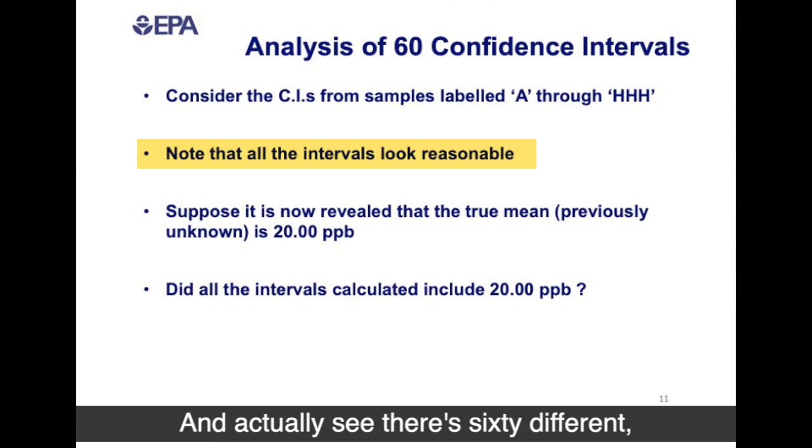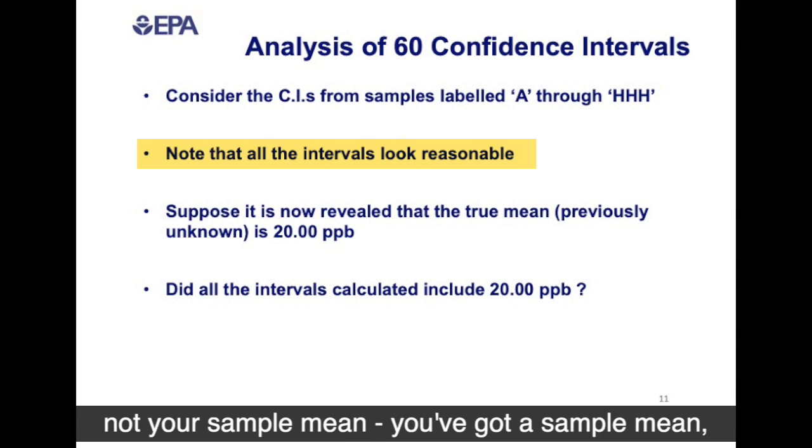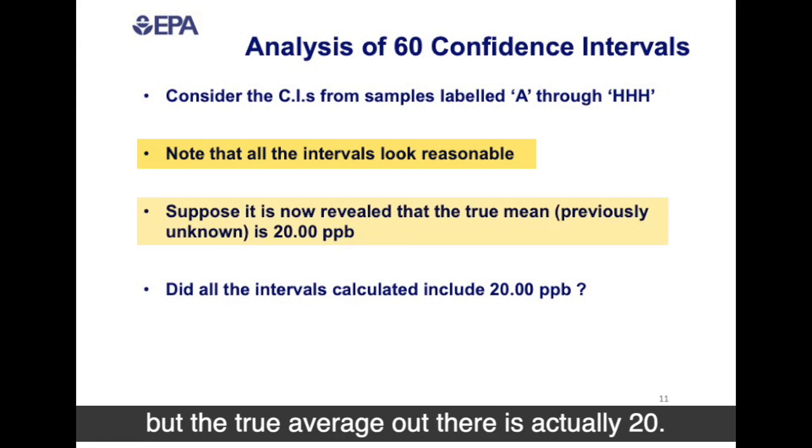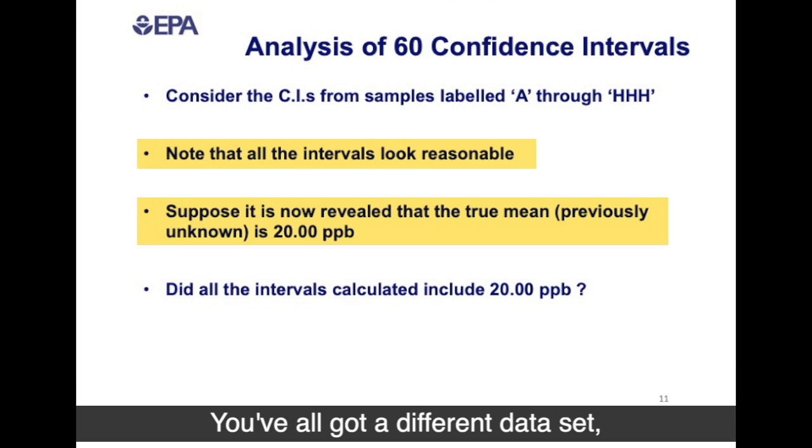There are 60 different data sets. You've got one of them, and now you've got all the answers. Notice that all the intervals look reasonable. Now suppose I turn to you and say, through a whole lot of completely exhaustive readings, I can tell you that the true mean, not your sample mean, but the true average out there, is actually 20. You've all got a different data set, and you've calculated your confidence interval.